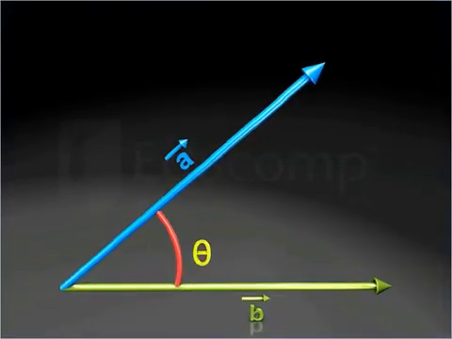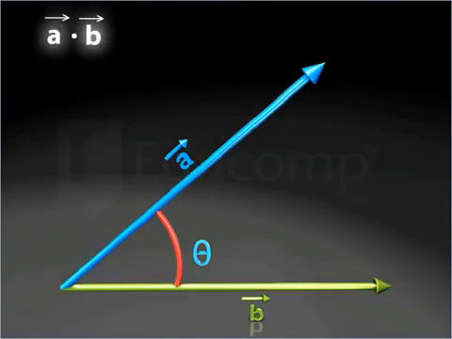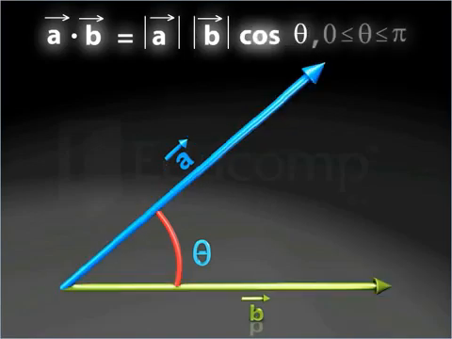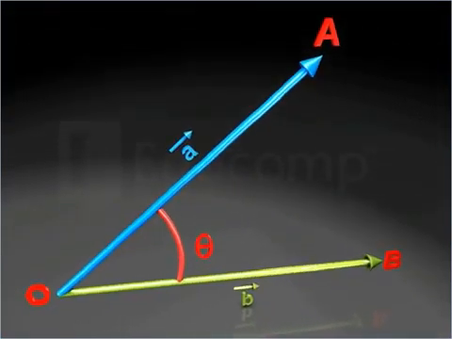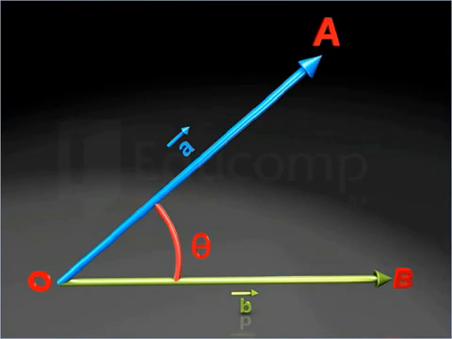The scalar product of non-zero vectors A and B is defined as the product of magnitudes of vector A, vector B, and cosine of the smaller angle between them. Dot is the operation symbol for the scalar product. The scalar product of vectors A and B can also be interpreted geometrically.